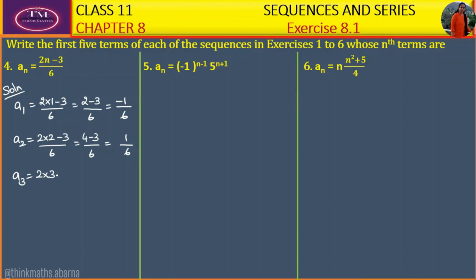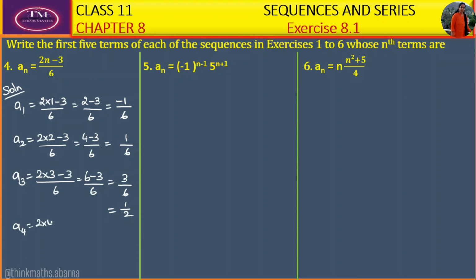Next A3. 2 into 3 minus 3 divided by 6. So 2 threes are 6, minus 3 divided by 6. So 6 minus 3 is 3. 3 by 6. If you divide both by 3, you will get 1 by 2. Next A4.